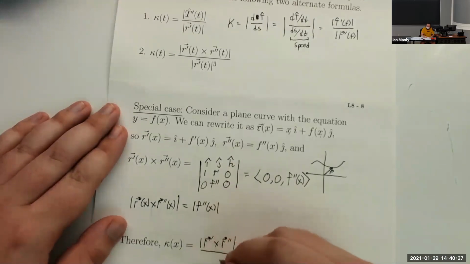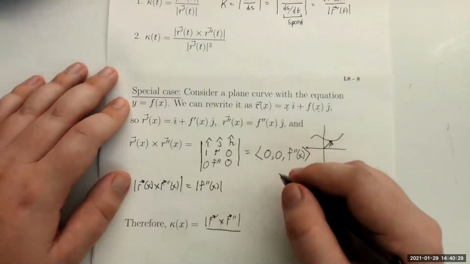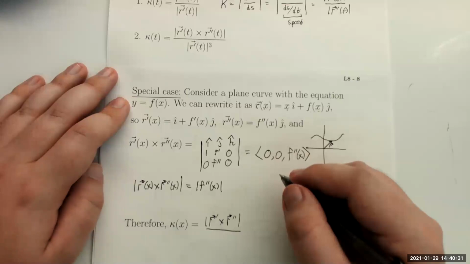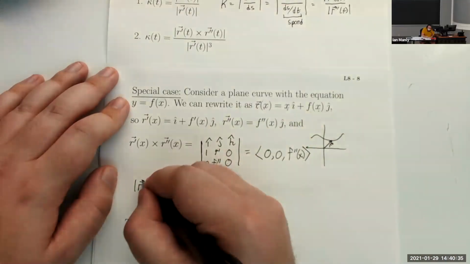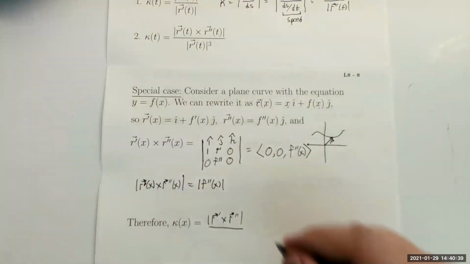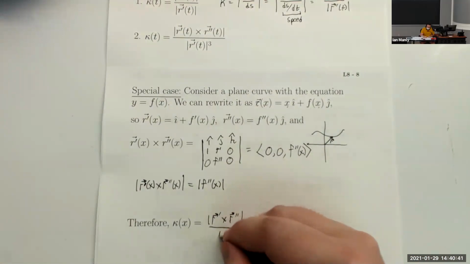Professor. Yeah, what's up? Is that supposed to be r prime x cross r f double prime? Oh, yeah, the prime got kind of absorbed into the arrow there. There we go. Okay, thank you. I just wanted to make sure. All right. Then we have r prime cubed.